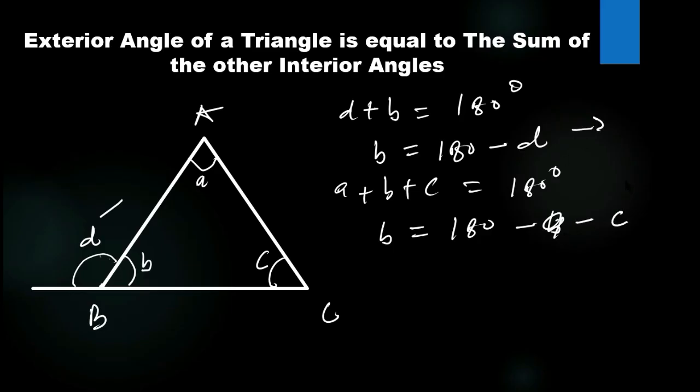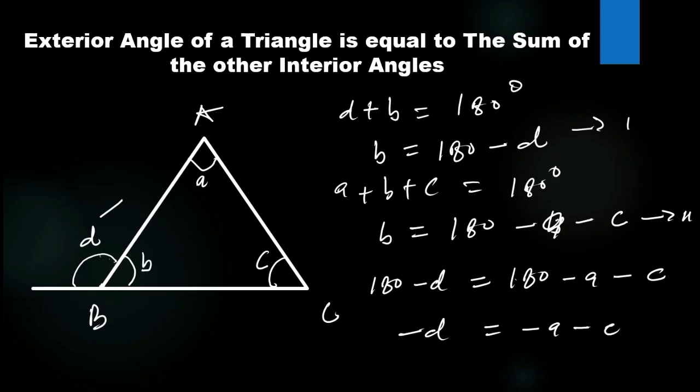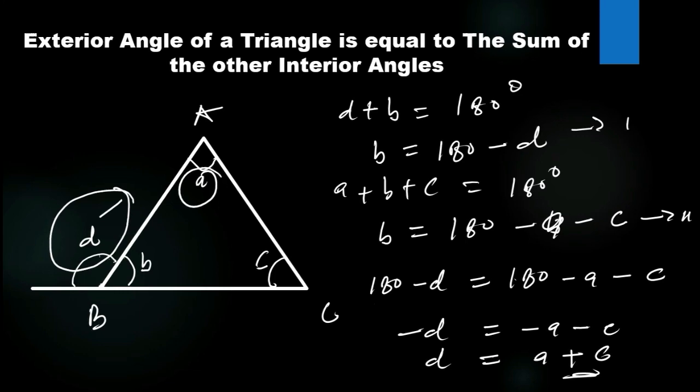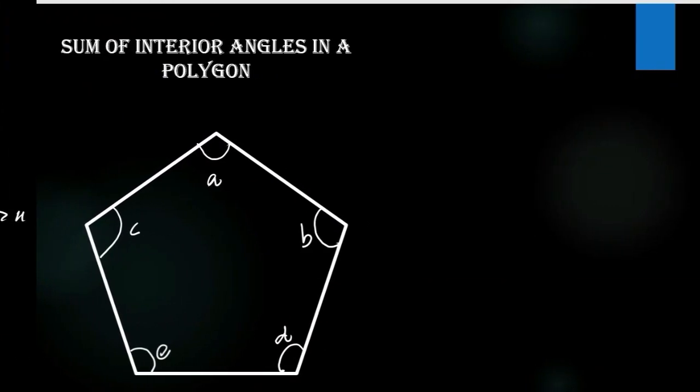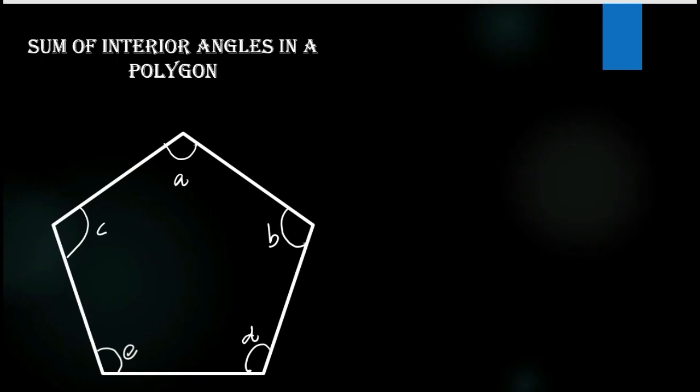Invariably, if I say this is equation 1 and this is equation 2, then 180 minus D is equal to 180 minus A minus C. Obviously, 180 moves to the other side and subtracts itself, becoming 0. I'm left with minus D equal to minus A minus C. So D is equal to A plus C. So we say that one exterior angle is equal to the sum of the two other interior angles. Next theorem talks about the sum of interior angles in a polygon.